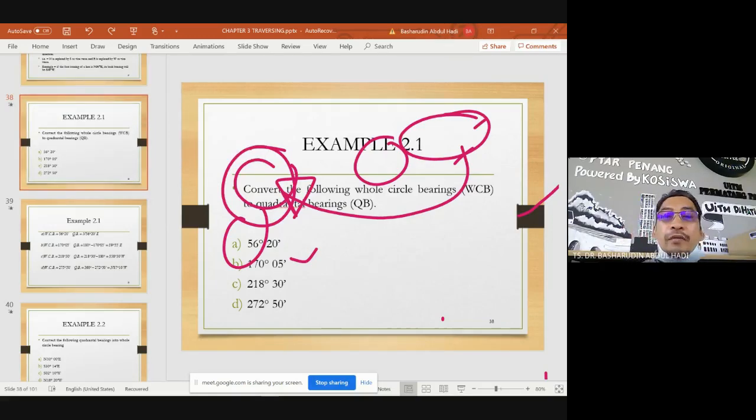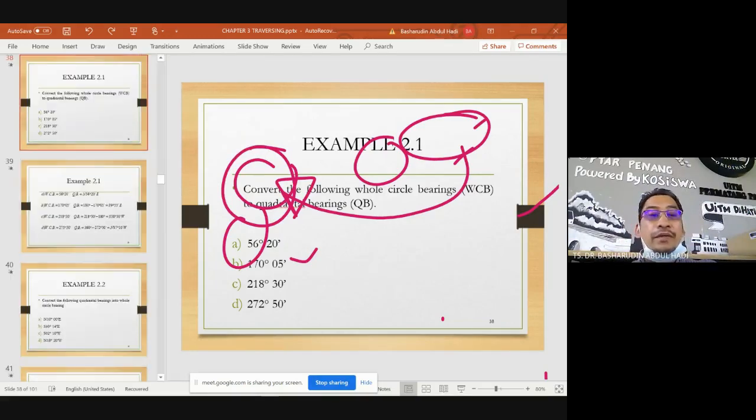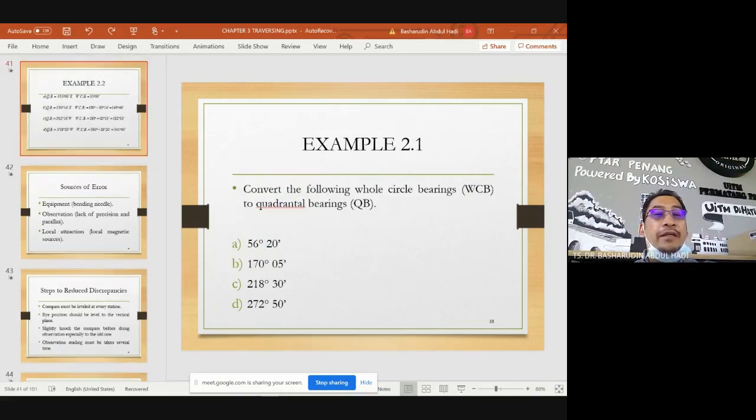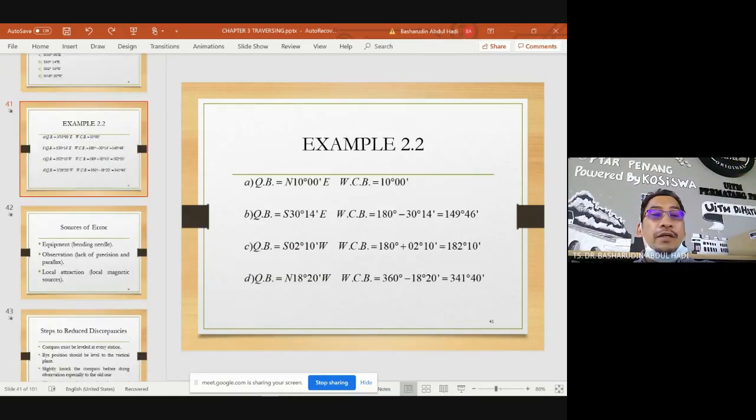I think we already learned this one example: convert whole circle bearing to back bearing. Are you familiar with that?